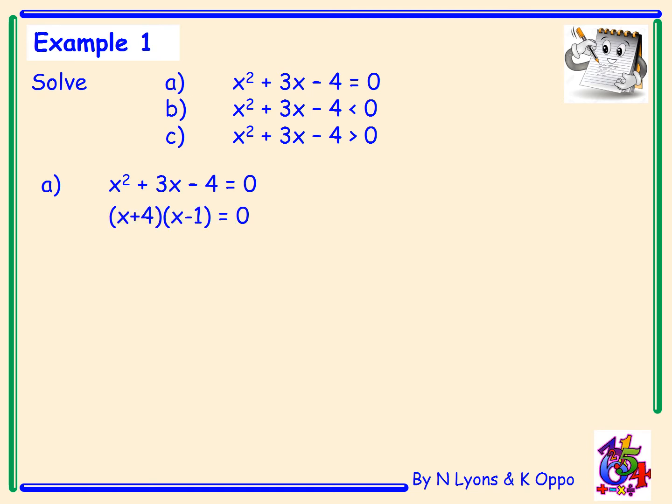So we'll get x plus 4, x minus 1 equals 0. The solutions to that equation are therefore x equals minus 4 and x equals 1. So the solutions of a quadratic are the roots of the function. It's where they cut the x-axis.